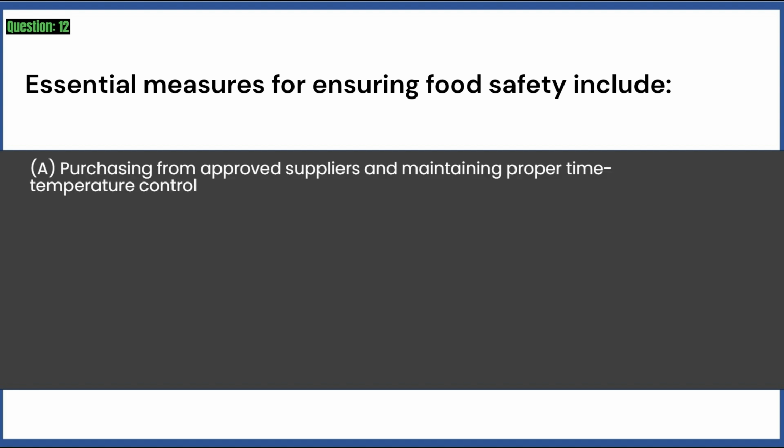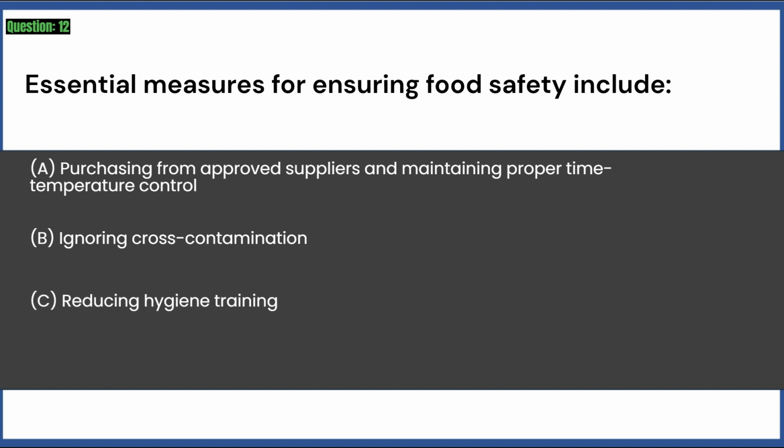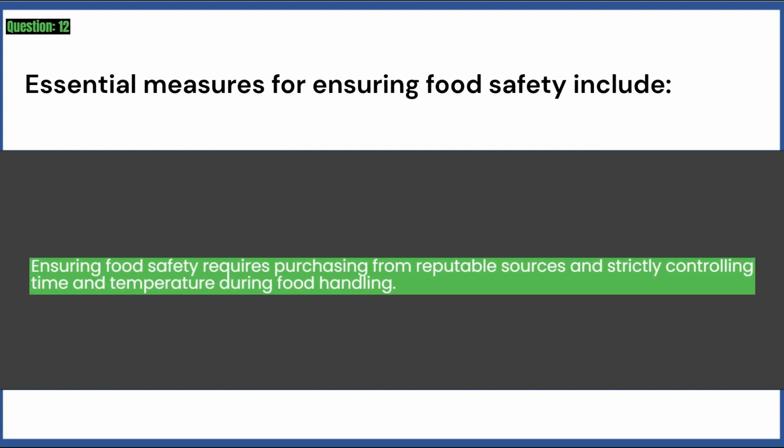Essential measures for ensuring food safety include: A. Purchasing from approved suppliers and maintaining proper time-temperature control. B. Ignoring cross-contamination. C. Reducing hygiene training. D. Minimizing equipment cleaning. Answer: A. Ensuring food safety requires purchasing from reputable sources and strictly controlling time and temperature during food handling.